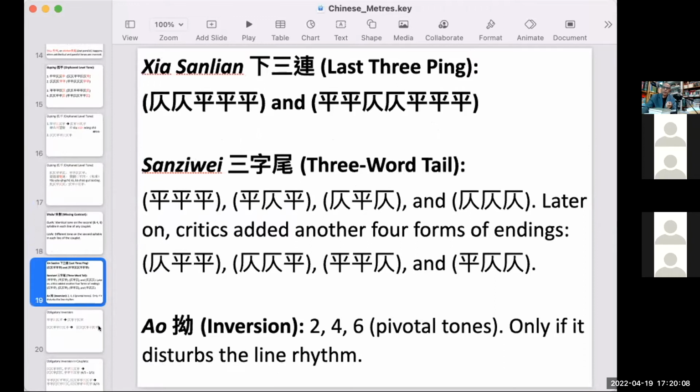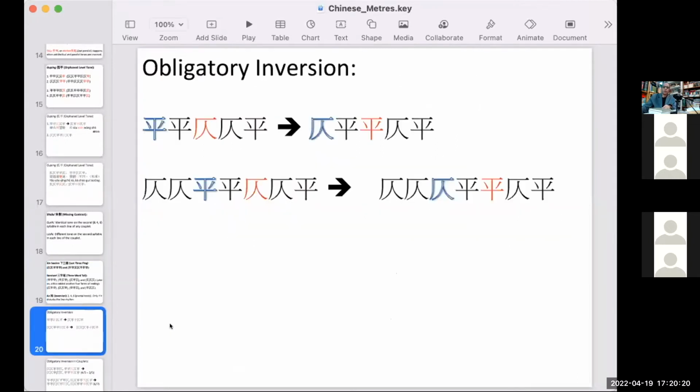Okay. I will give you some examples of these inversions, because sometimes it's compulsory and sometimes it's not. It's up to the poet to do it or not. Like obligatory inversion, if the first ping changed into zi, that means what will happen? That means you will leave.